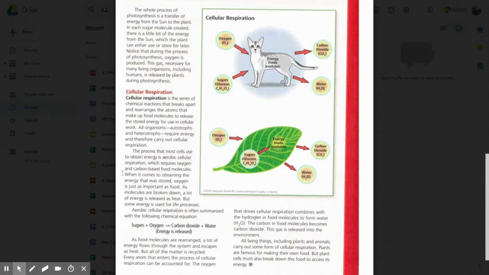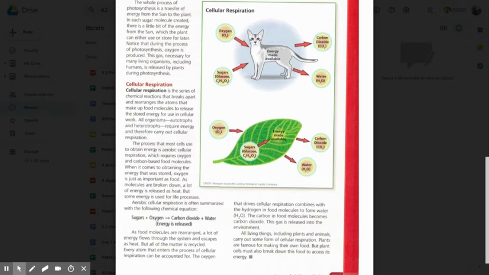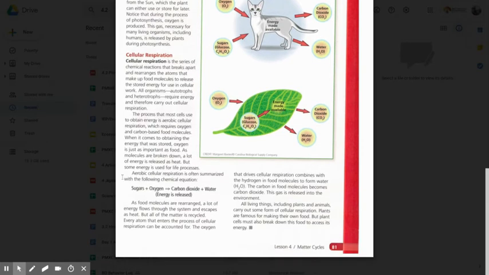When it comes to obtaining the energy that was stored, oxygen is as important as food. As molecules are broken down, a lot of energy is released as heat, but some energy is used for life processes. Aerobic cellular respiration is often summarized with the following chemical reaction. Sugars plus oxygen create carbon dioxide and water, and in the process, energy is released.